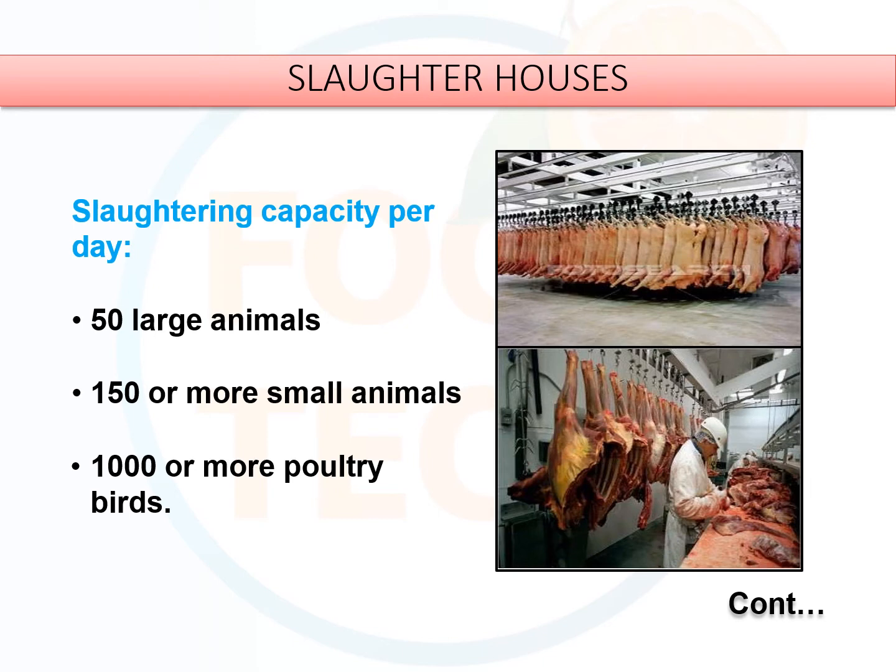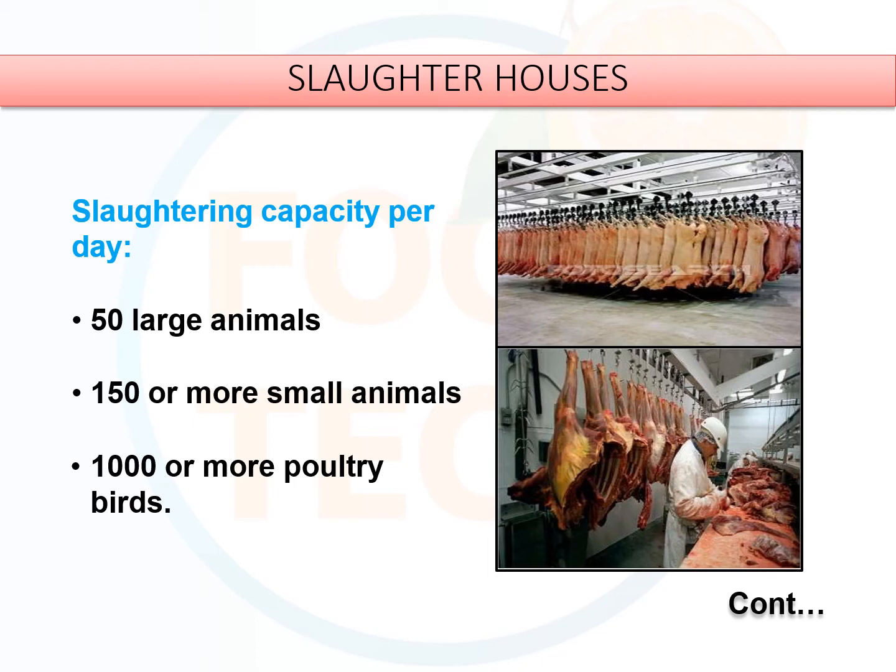Talking about slaughtering houses, as I mentioned earlier also, 50 large animals for the central license and 150 or more, like 150 plus, for the small animals. Here, talking about the sizes, it depends upon the sizes of the animals, small and big. So this is one of the factors which are considered for the licensing. Next is 1,000 or more poultry birds like chicken, hen, cock, and other birds which are related to poultry.